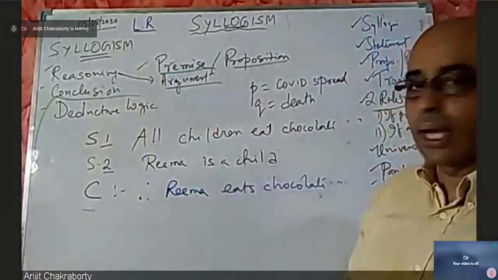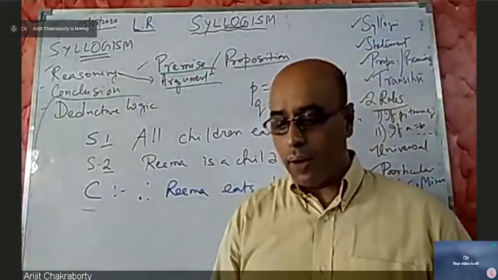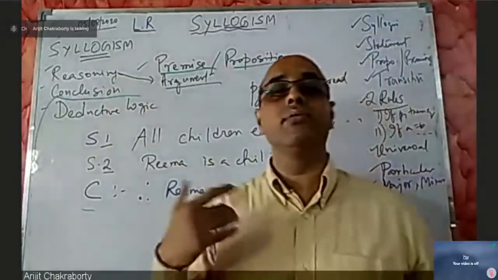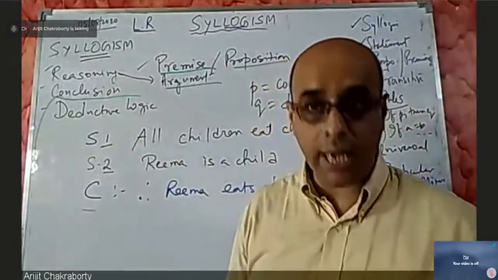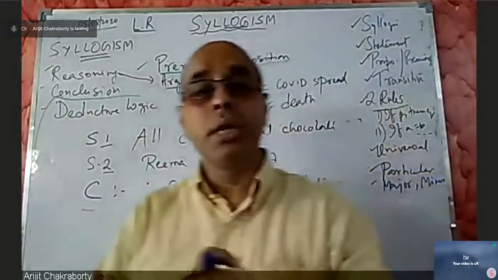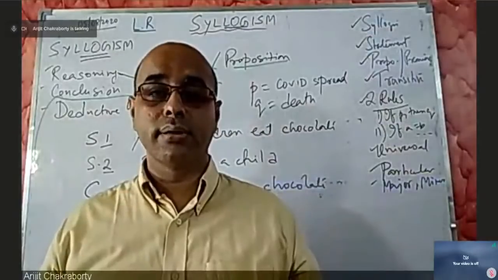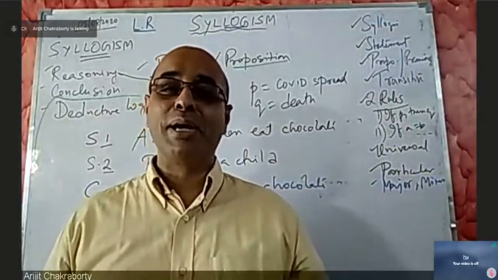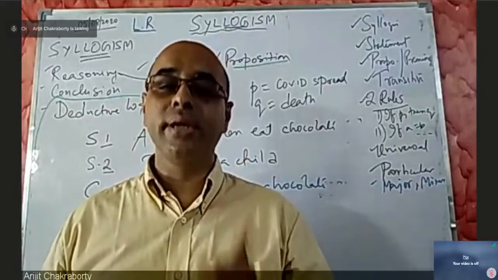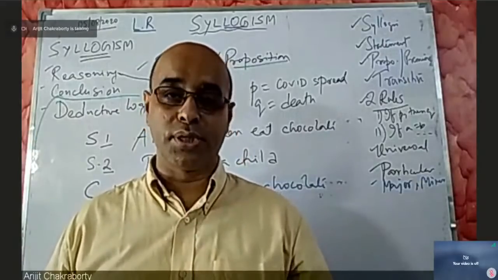So this is another example of a statement, and now you can see that all children eat chocolate. This is a universal proposition because I have used the word all. If I write no children eat chocolate, which is not true of course, that no children eat chocolate is also a universal proposition.